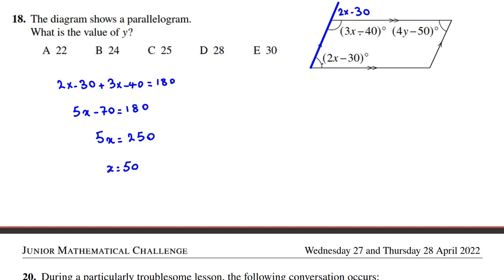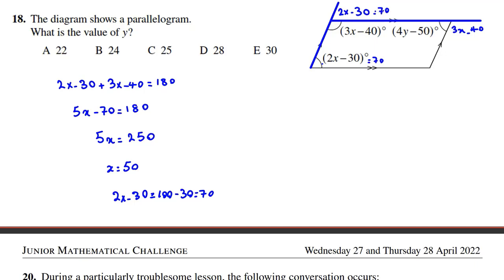And because x equals 50, let me tell you something. If you also extend this one, we know this angle always equals this angle. The reason is that this is equal to this because these two lines are parallel, 3x minus 40. And if you want to write these angles, 2x minus 30 equals 100 minus 30, which is 70. So this angle is 70. This angle also is 70.